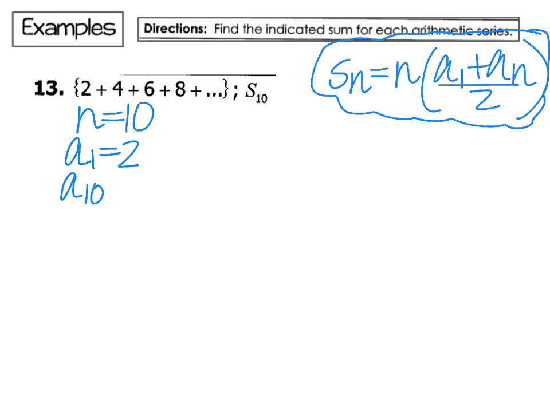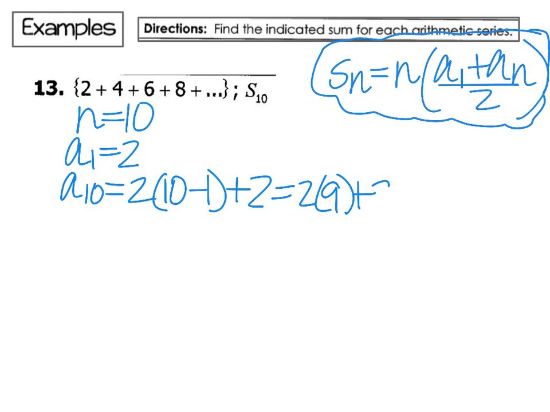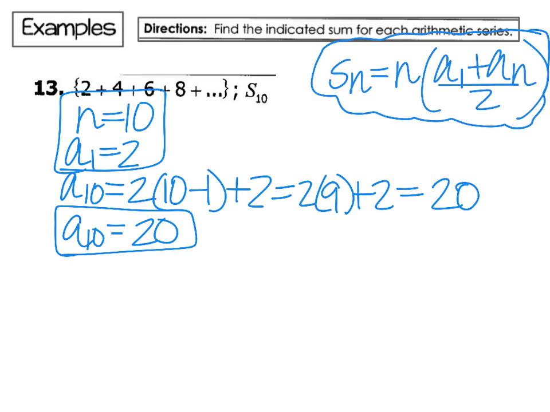So in order to find the 10th term, we need to use our rule for finding the 10th term. So A sub 10 equals our common difference, and we see that we're adding 2 every time, so our common difference is 2, times n minus 1 plus our first term. All right, so we get 2 times 9 plus 2, 18 plus 2 gives us 20. So A sub 10 equals 20. These are the three pieces that we need to know. Now we're plugging them into this formula to find the sum of the first 10 terms of this arithmetic series.